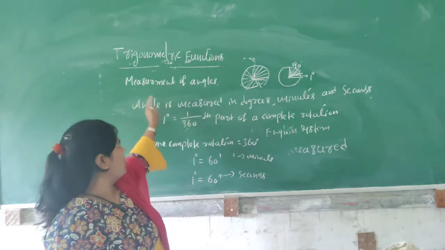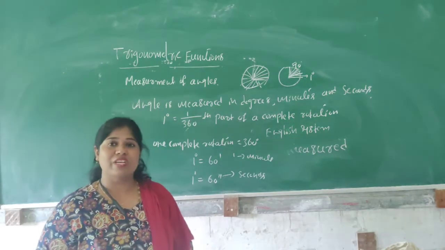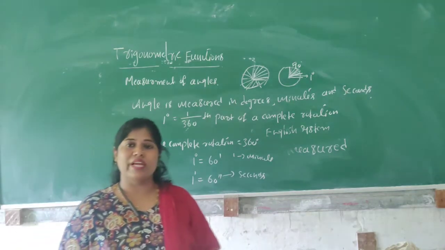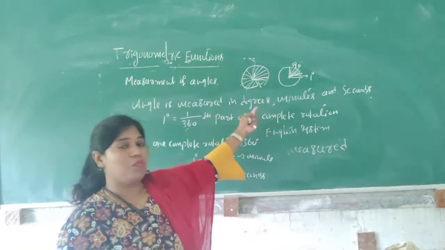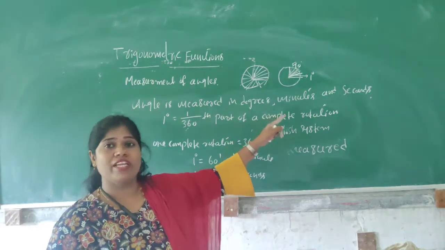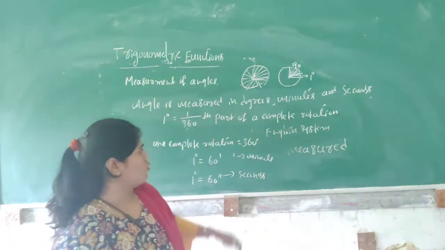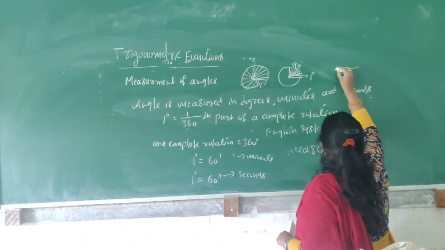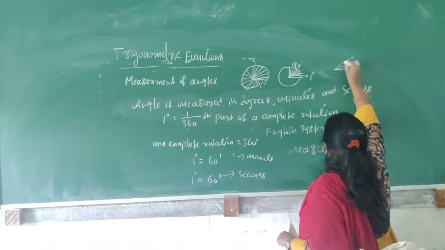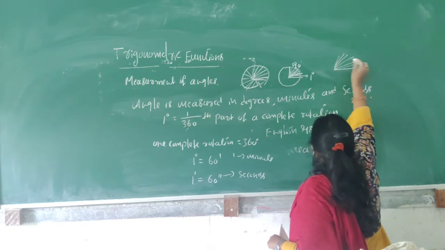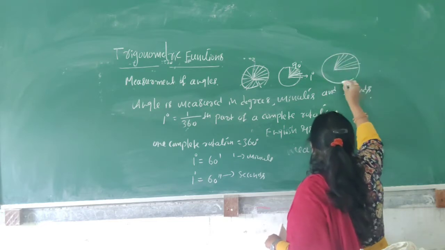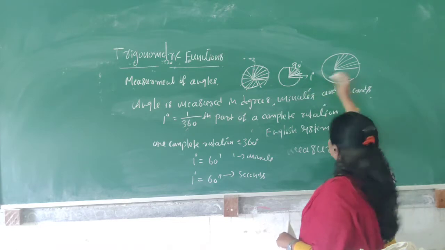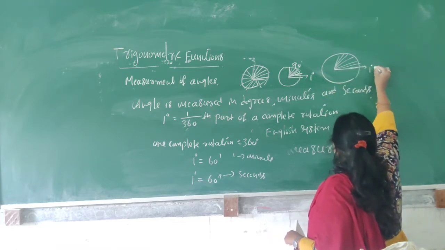So degree measure is like this. Angle is measured in terms of degrees, minutes and seconds. You should know that 1 degree is equal to 1 upon 360th part of a complete rotation. Okay. So if I start here like this, how many lines do we need? To complete this rotation, we want 360 lines. That is the 360th part. So this part is called 1 degree.